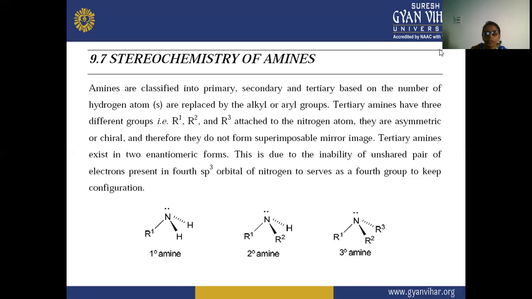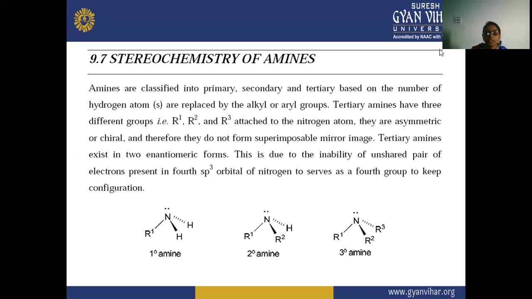So they have this incapability of the unshared pair of electrons present in the fourth sp3 orbital of nitrogen to serve as a fourth group to keep a configuration, and that is why they exist in two enantiomeric forms, forming chiral molecules that do not form superimposable images.